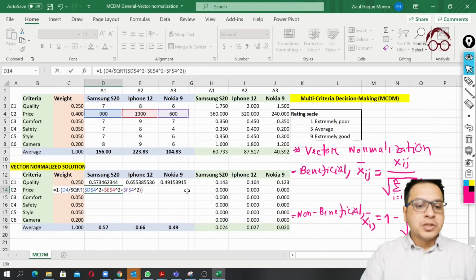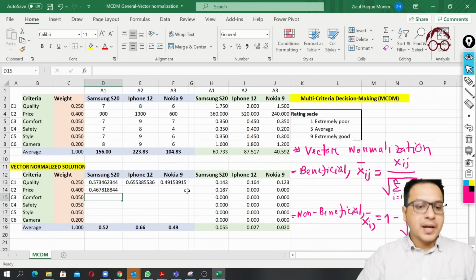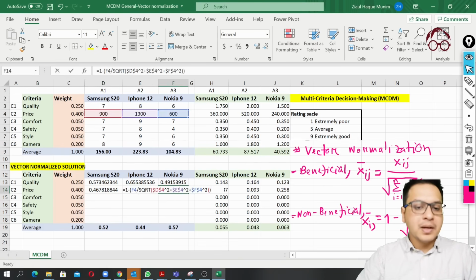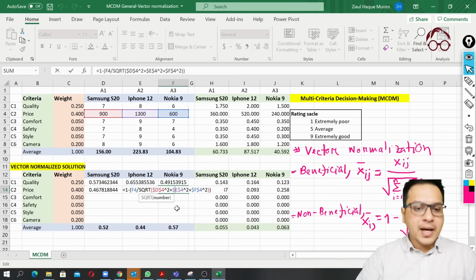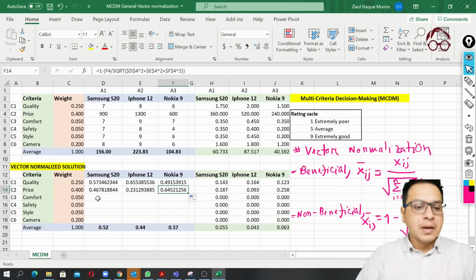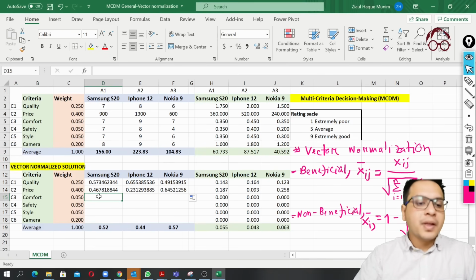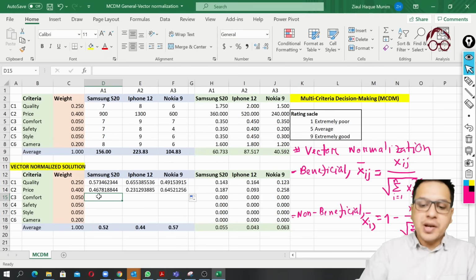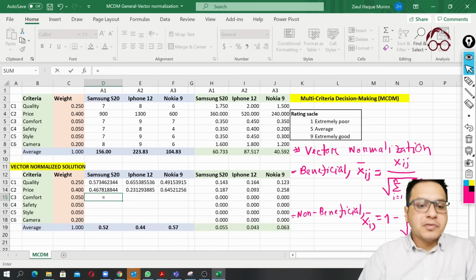Okay, so that's mainly it, and I'm going to enter, and this is the value that I'm getting, and I'm going to just drag it, and then I'm going to double check the value, and it looks all in place, right? Then the other criteria, they are all the beneficial criteria, so it's a bit simpler. We just don't have to use the 1 minus thing, right?